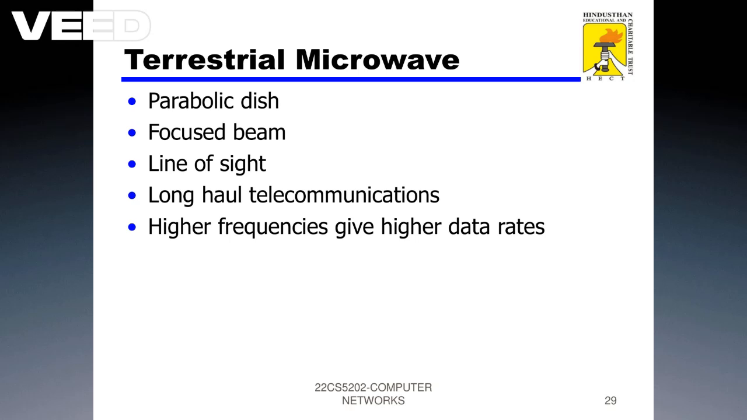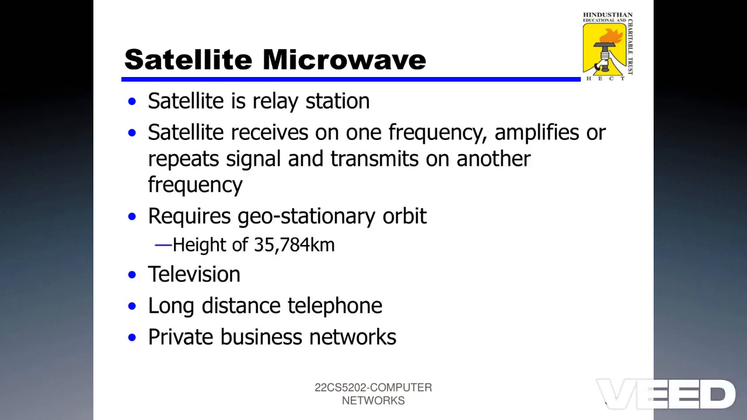Next is terrestrial microwave. It uses a parabolic dish focused on a beam, with line of sight, for long haul telecommunication, and higher frequencies give higher data rates. Next is satellite microwave. A satellite is a relay station. It receives on one frequency, amplifies or repeats the signal, and transmits on another frequency. It requires a geostationary orbit, and is used for television, long distance telephone and private business networks.